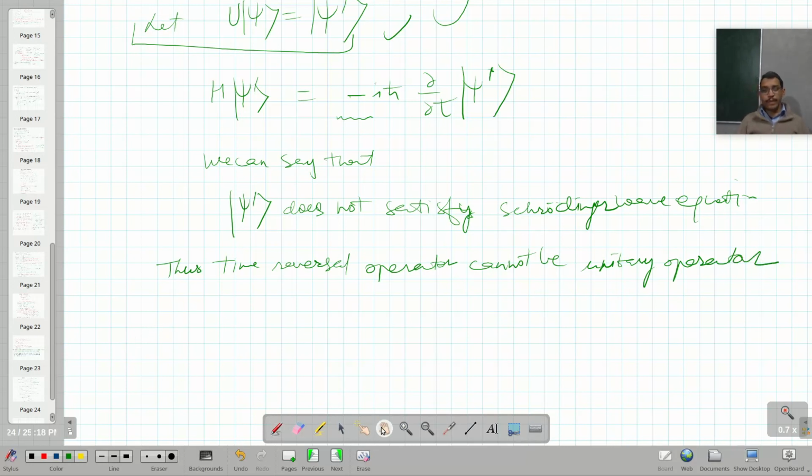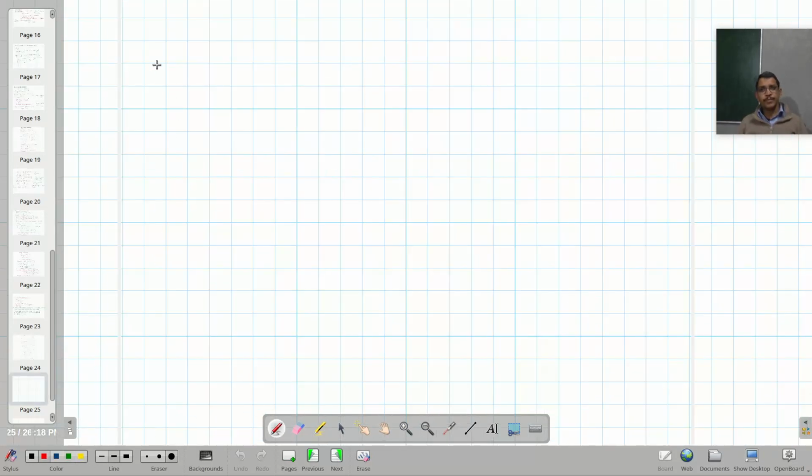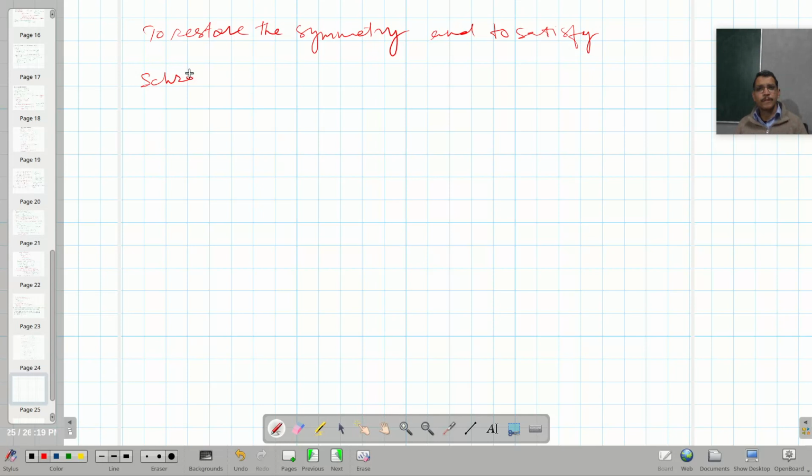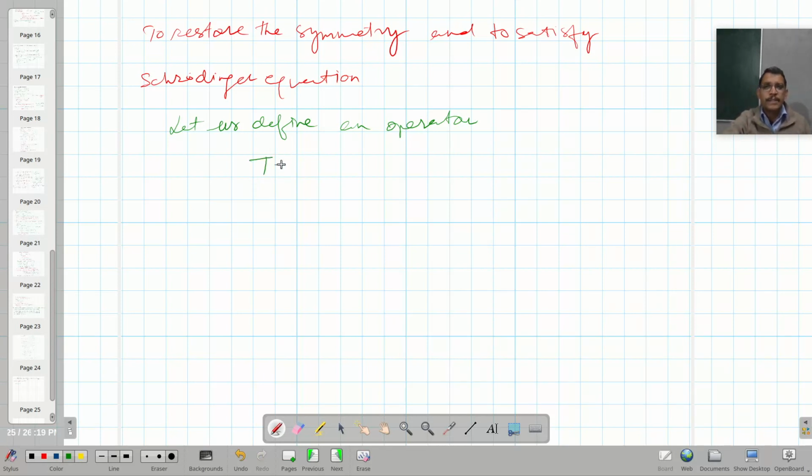So to restore the symmetry and to satisfy the Schrodinger equation, let us define an operator T is equal to UK, and here K carries out complex conjugation.